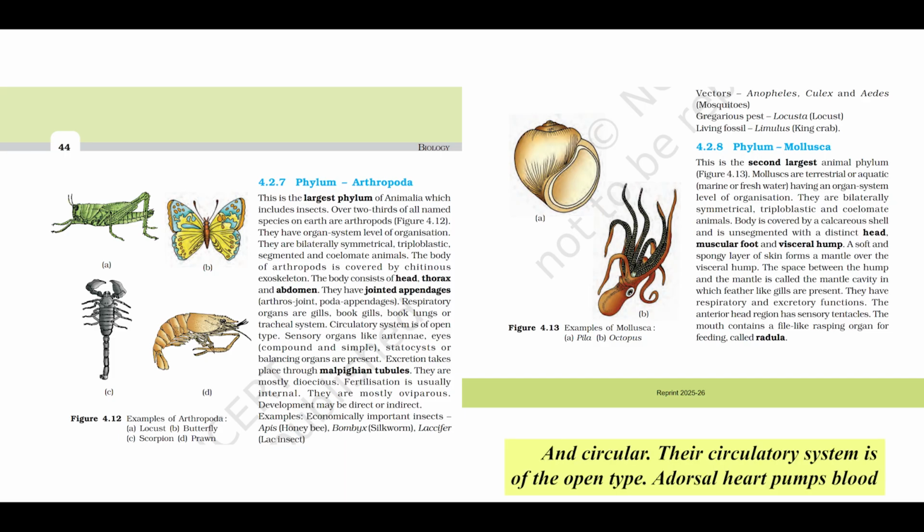And circulation. Their circulatory system is of the open type. A dorsal heart pumps blood, hemolymph, into arteries, which then empty into open spaces or sinuses, collectively called the hemocoel, directly bathing the tissues before returning to the heart. How about senses and waste removal?